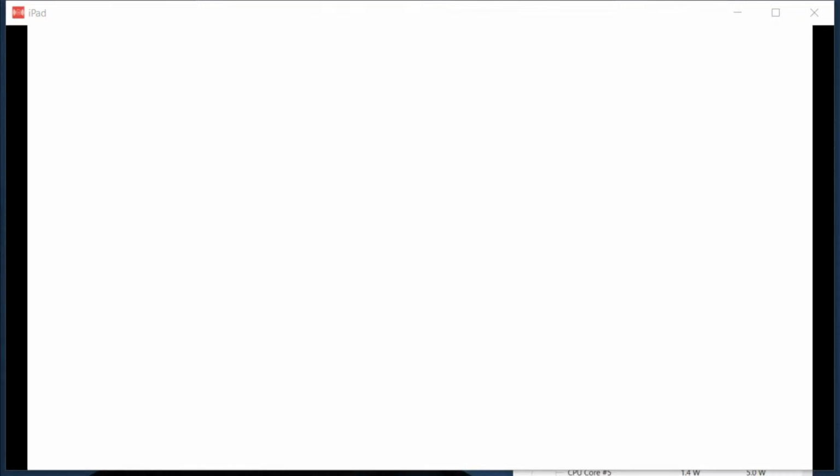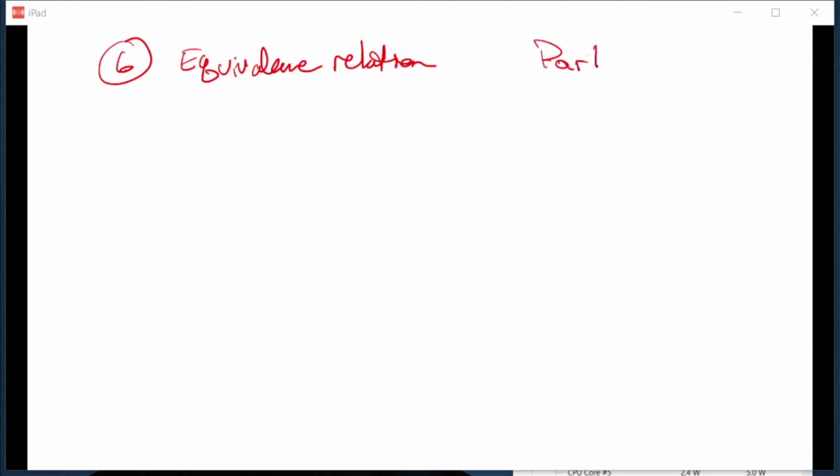There we go. Okay, so for number 6 from the homework, just a couple of brief notes, and then we'll see if you have any further questions. So number 6, equivalence relation, and then partial order. Those two phrases were in there.